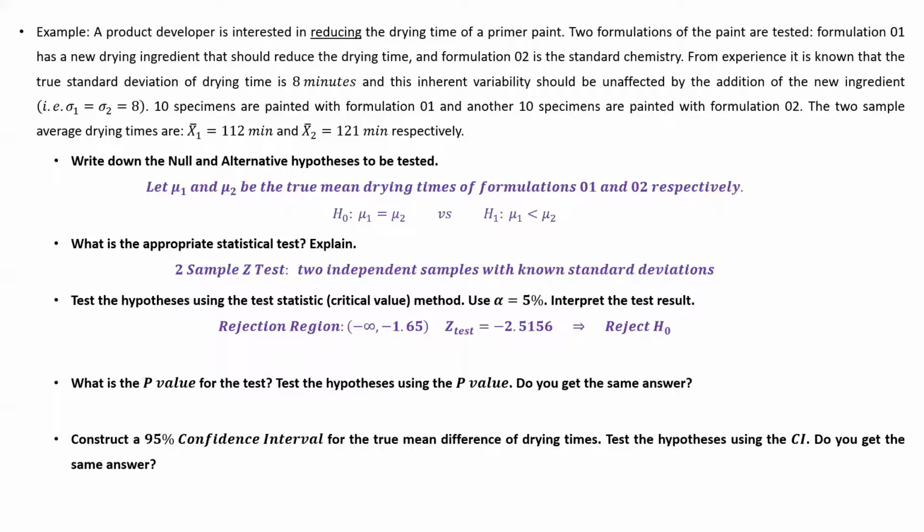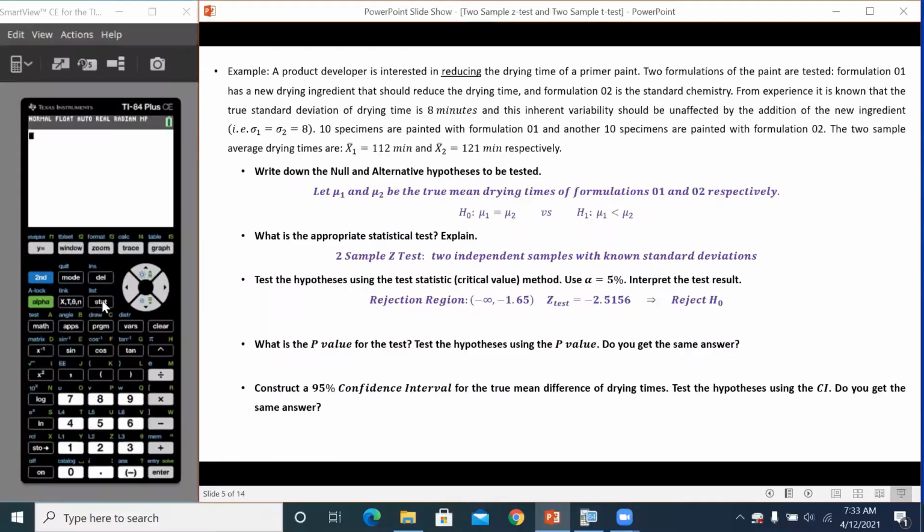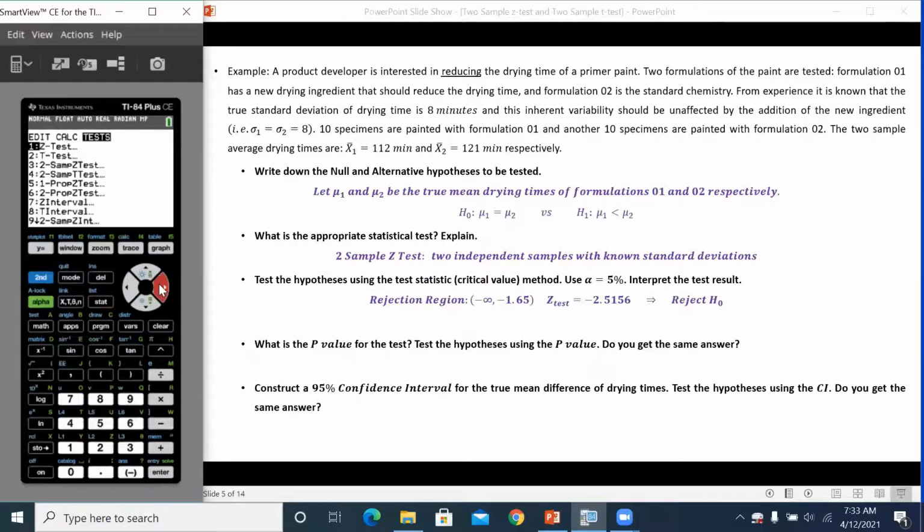The test statistic can be found as negative 2.5156. Let's go to the calculator and find it. Alright, here's the calculator. We don't have a data set. The statistics are given. Therefore, we can straight away go ahead and run the two-sample z-test. Go to Stat and then select Tests. And then if you go down, you can see that number 3 is two-sample z-test. Select number 3, two-sample z-test.